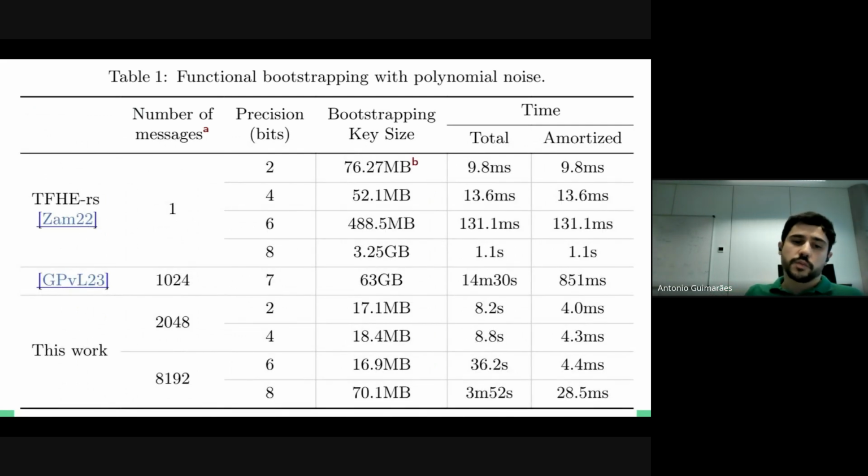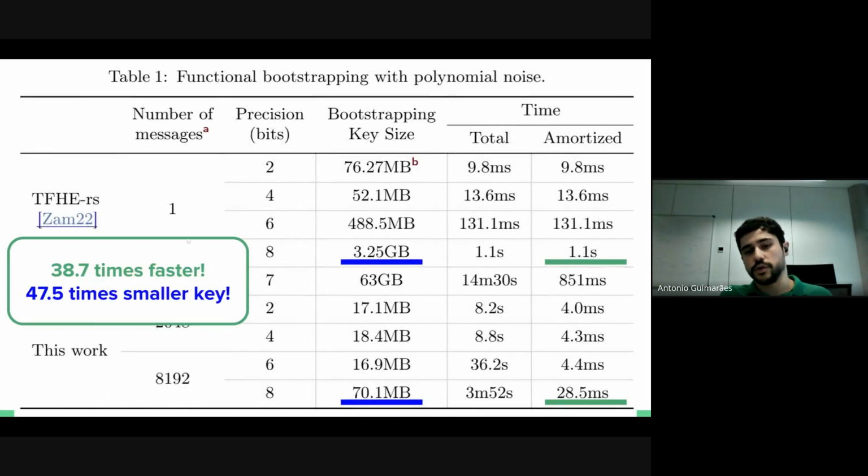Comparison with previous works, we compare with two main works that are our references. The first is TFHE, which is the non-amortized version of the bootstrapping. So TFHE is bootstrapping just one message. It is, of course, much faster in terms of total time, in terms of latency. But when it comes to amortized times, we have gains, if we look at 8-bit messages, for example, of almost 40 times in terms of amortized times. We also have much smaller keys because our key doesn't depend on the dimension like the TFHE one does. Our key only depends on the Hamming weight, so we have keys that are almost 50 times smaller.